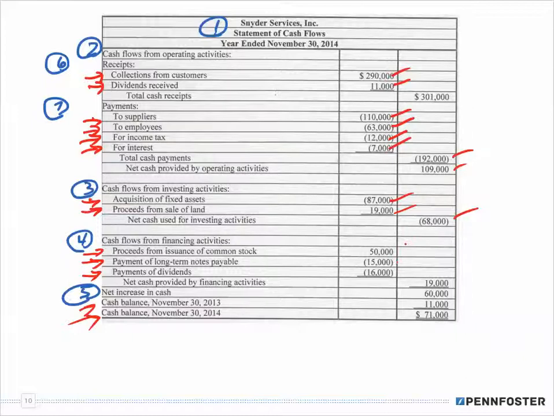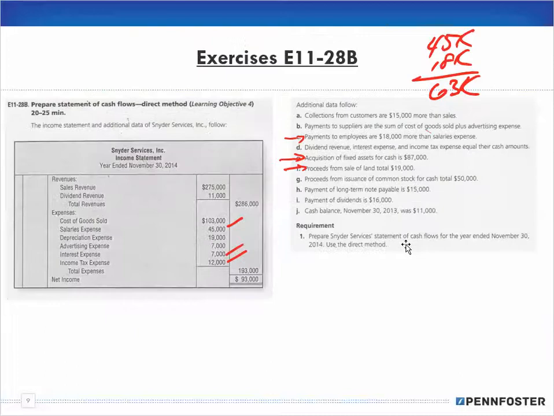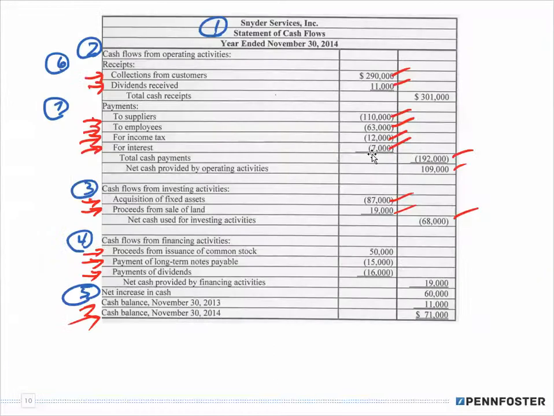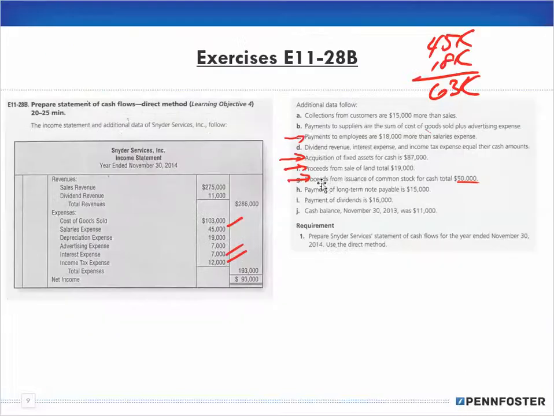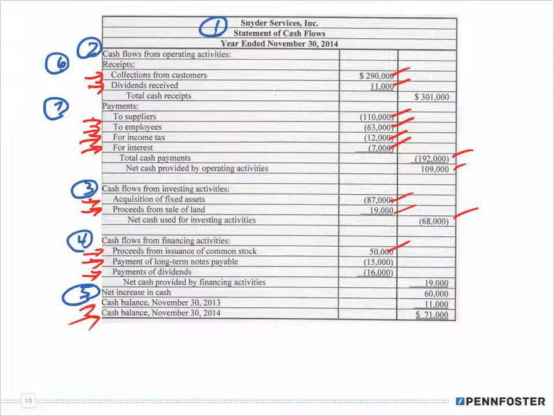We come down to the proceeds from the issuance of common stock, and we have that here for G, and it tells us it's 50,000. So the 50,000 goes here. The payment of long-term notes payable is here for 15,000, and that goes here.